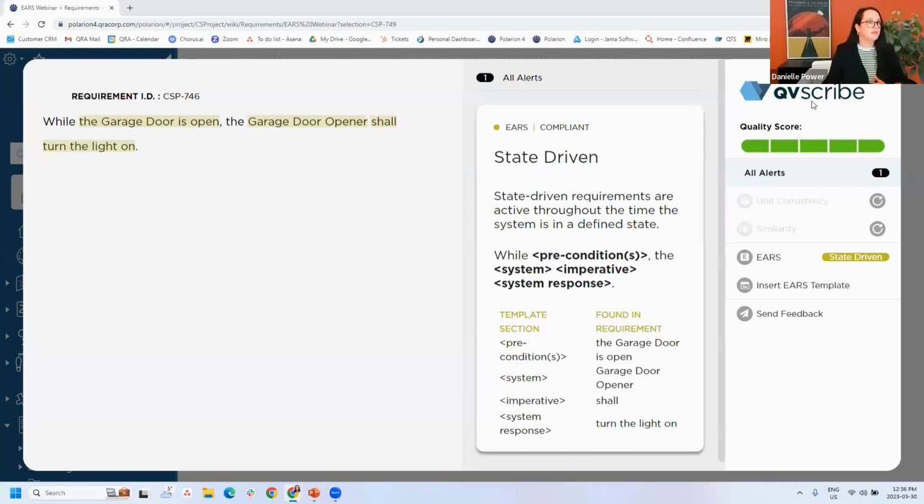Perfect. I do see a question: has the EARS templates been used within QVscribe?